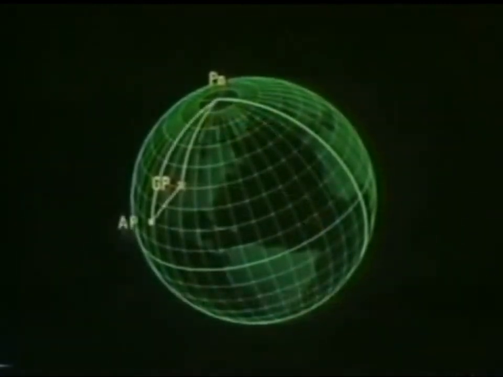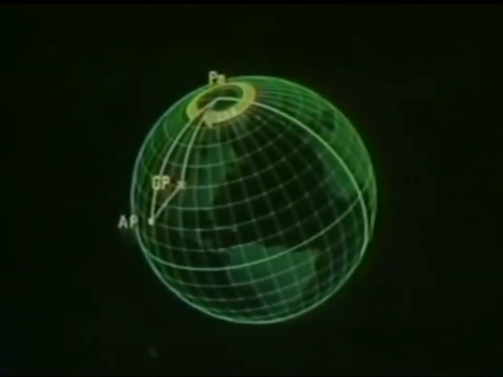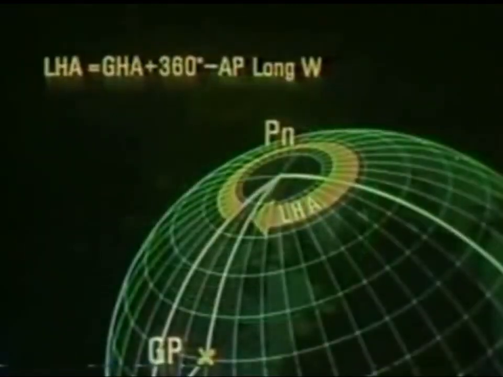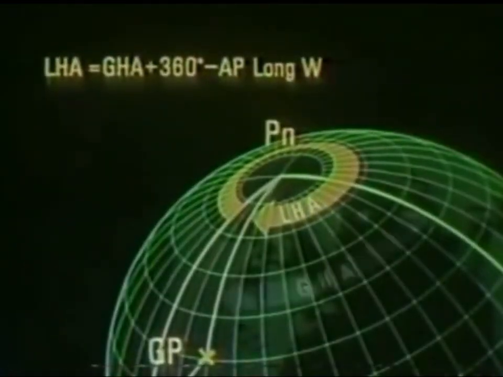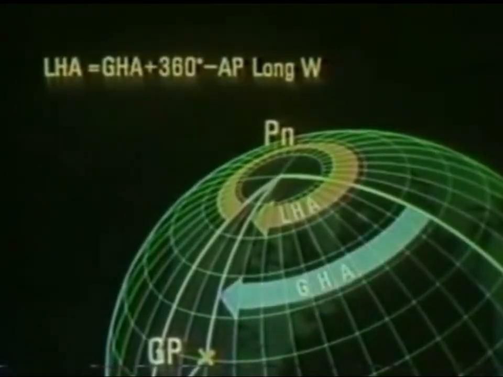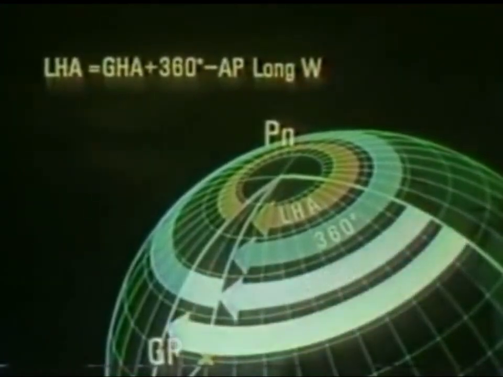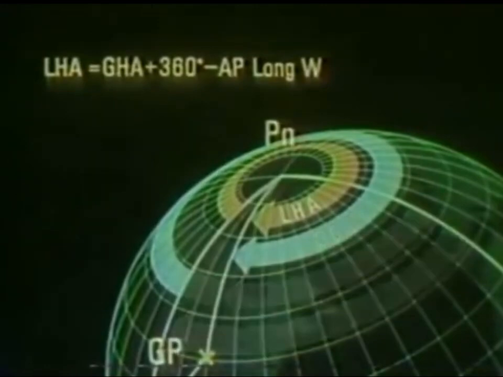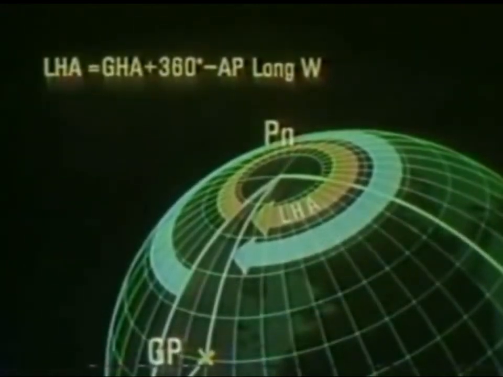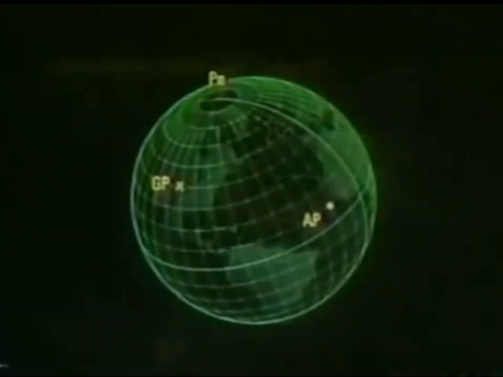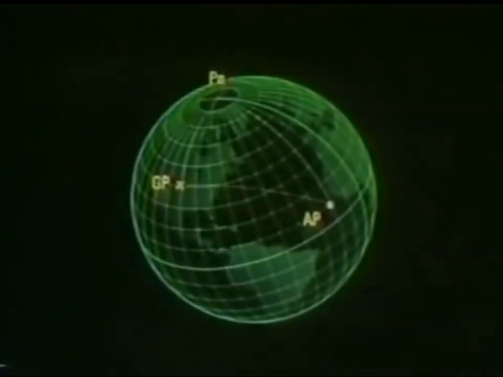However, in this west longitude situation, where the AP is west of the observed celestial body, LHA is this angle. Remember, LHA is always measured westerly 360 degrees. In this case, you can compute LHA by taking the GHA of the body, adding 360 degrees, then subtracting the longitude west of the AP. The remainder is LHA of the celestial body. But back to the first AP we considered and the solution of its celestial triangle.